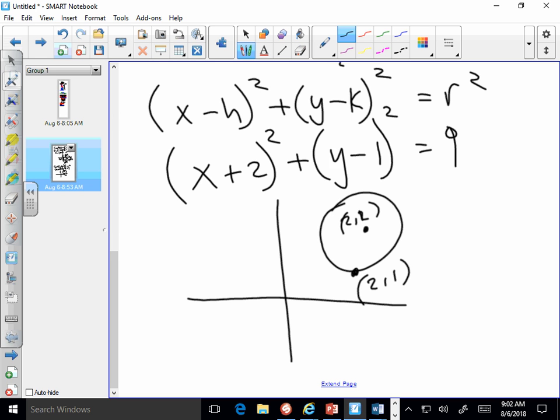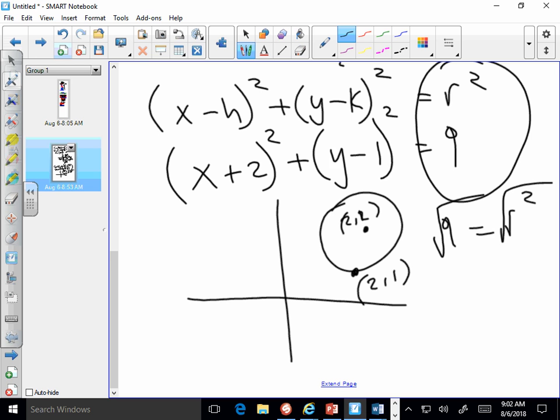How did we get the radius? Anthony? 9 is equal to r squared. If we take the square root of both sides, I don't have to worry about the plus and minus here, because radius is a distance and distance is going to be positive. So I get r equals 3. Jayla, any questions about that? Okay, great.